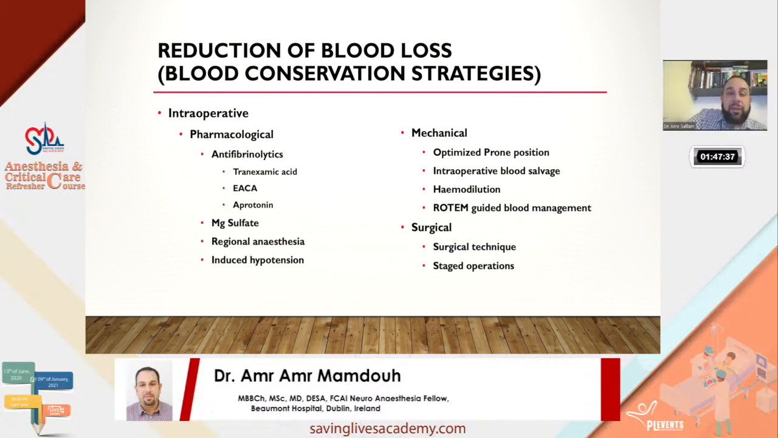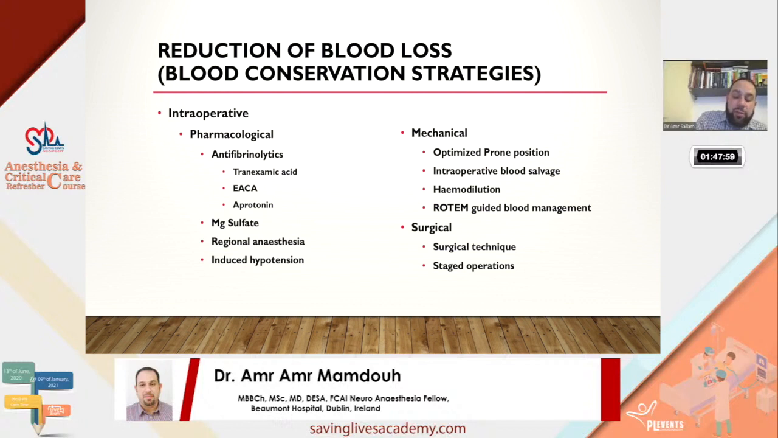Regional anesthesia-induced hypotension is very low, and optimized prone position as well, as was shown in the jackknife positioning study, which shows the same answer. And intraoperative blood salvage, the surgical technique, and the staging of the operation have proven to be helpful as well, with very low evidence.